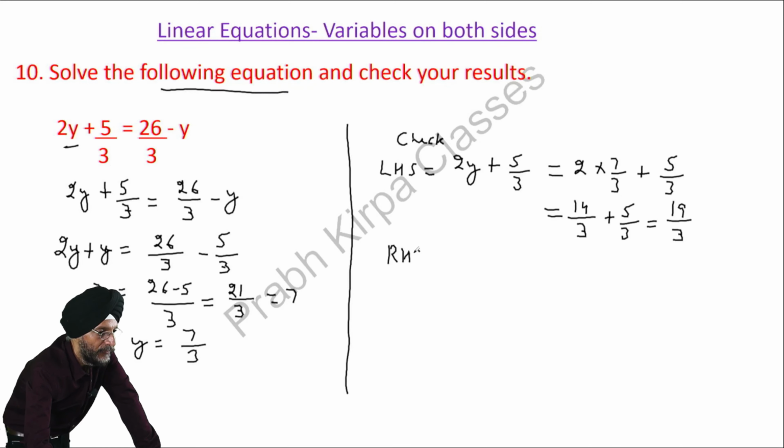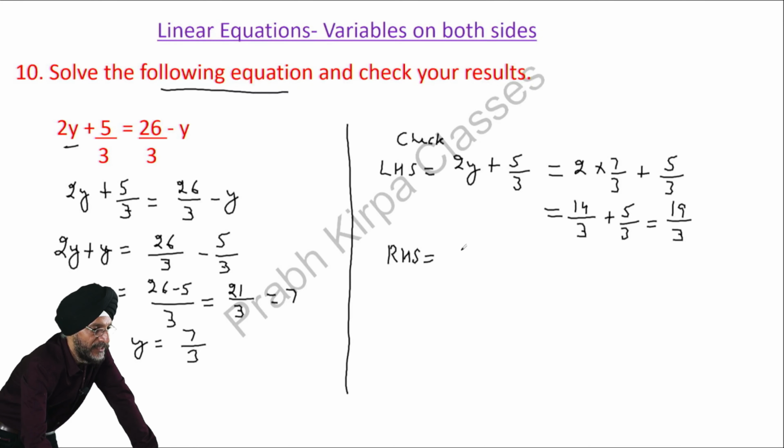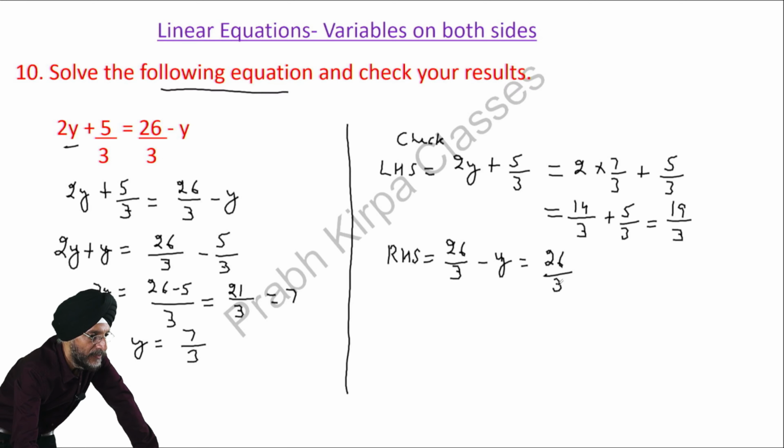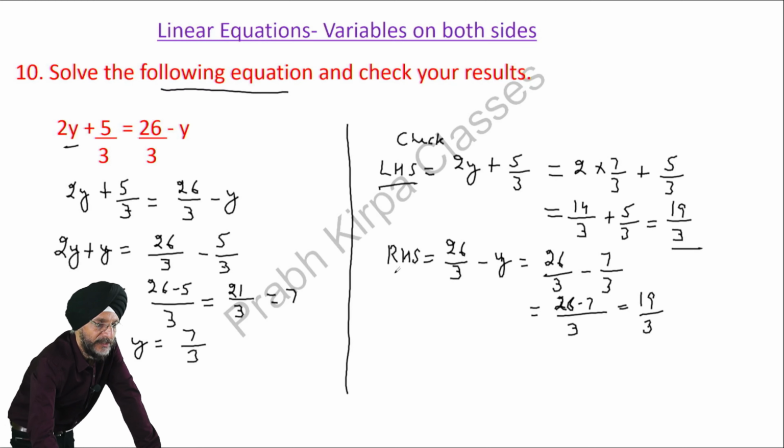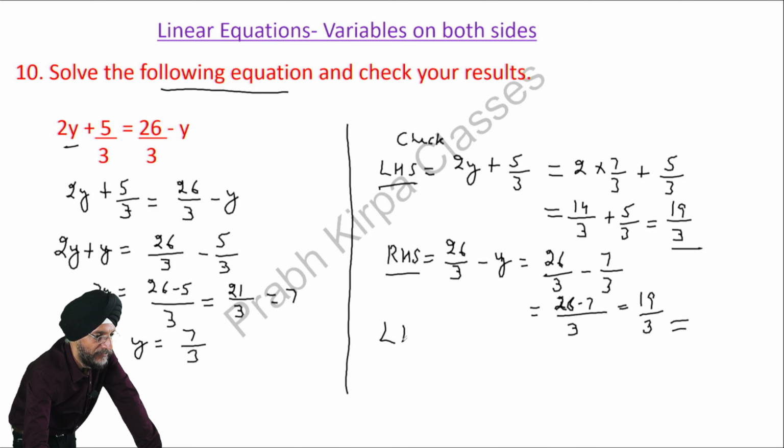So now we will fill the value of y on right hand side expression. What is right hand side? It is 26/3 minus y. So we will fill the value of y. So 26/3 minus y. y is 7/3. So it becomes 26 minus 7, it becomes 19/3. So the value of left hand side is 19/3, right hand side 19/3. So left hand side is equal to right hand side. So hence verified.